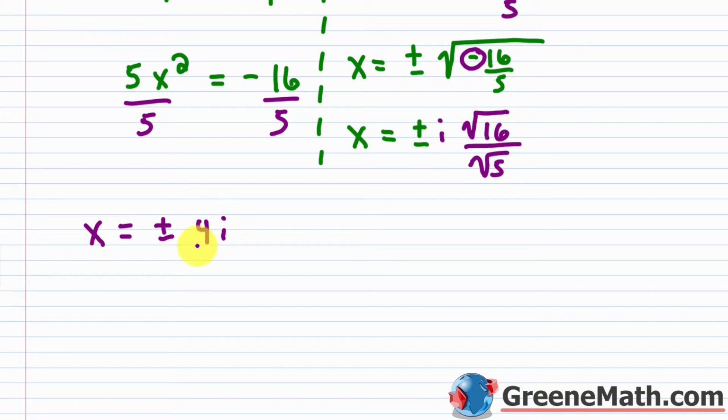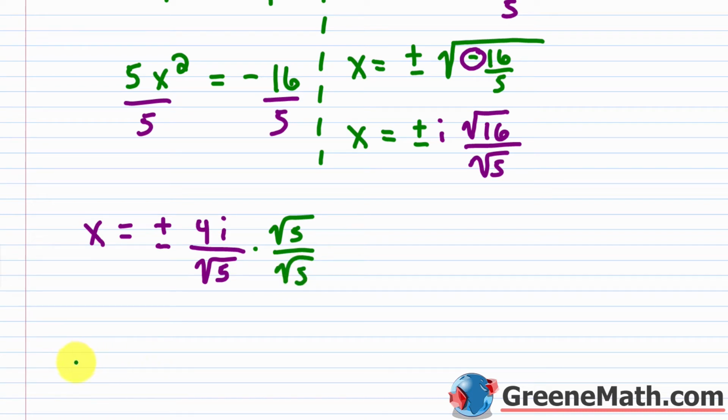So 4i over the square root of 5. Now, we're not done yet because, again, we have to rationalize the denominator here. So I can do that pretty quickly. I would say the square root of 5 over the square root of 5 is what I need to multiply by. In the denominator, square root of 5 times square root of 5 is 5.